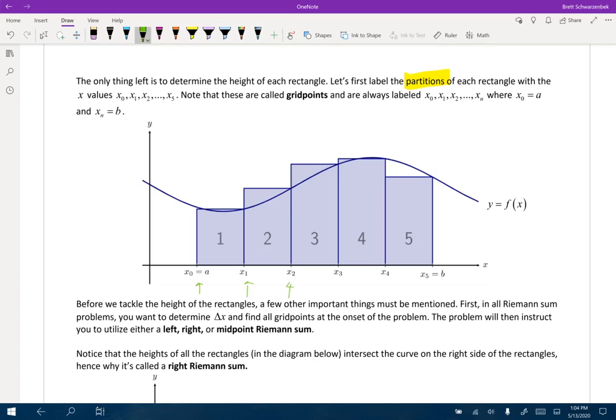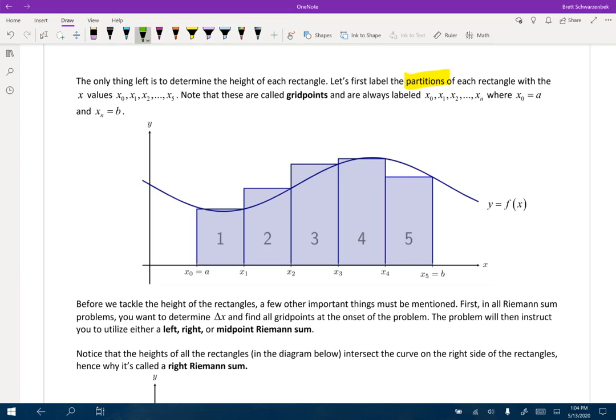And each one of these partitions is represented by a variable of x. So the first one is always called x sub 0. Then it's x sub 1, until you get to your last value. And this one happens to be x sub 5.